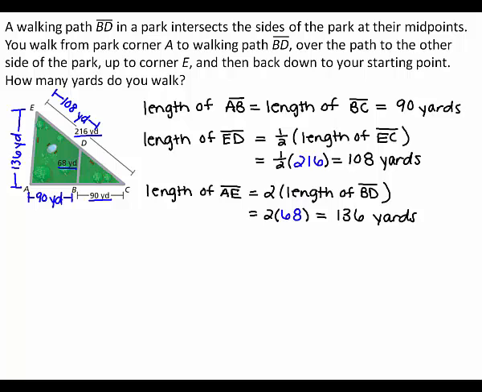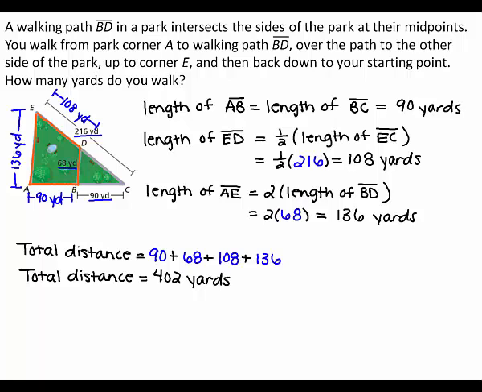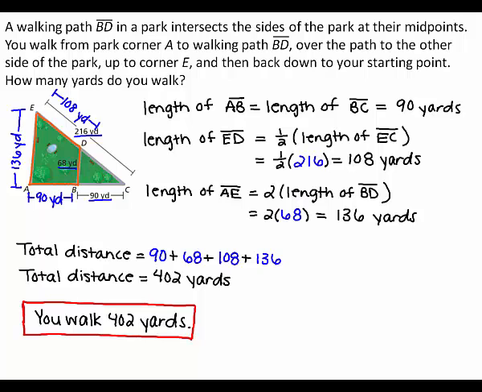Now that you've found the distances of each part of the walk, you can add these distances together to find the total distance walked. The distance from corner A to point B is 90 yards. The distance from point B to point D is 68 yards. The distance from point D to corner E is 108 yards, and the distance from corner E back to corner A is 136 yards. When you add these distances together, you find that the total distance walked is 402 yards. Therefore, you walk 402 yards.